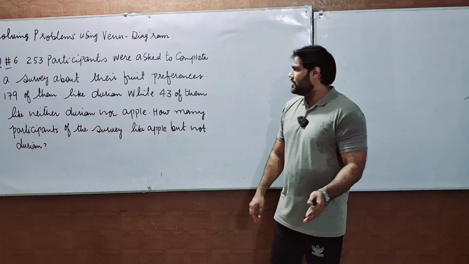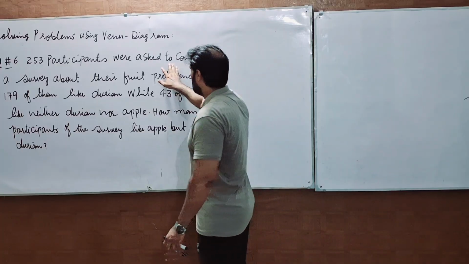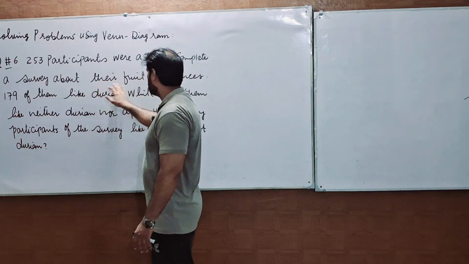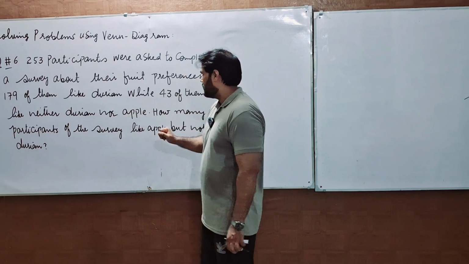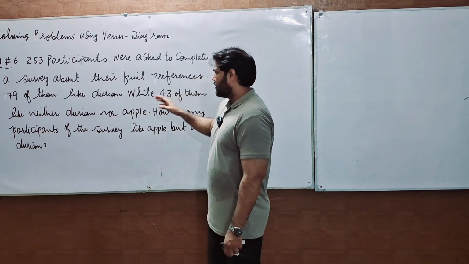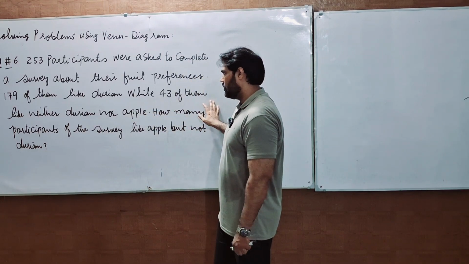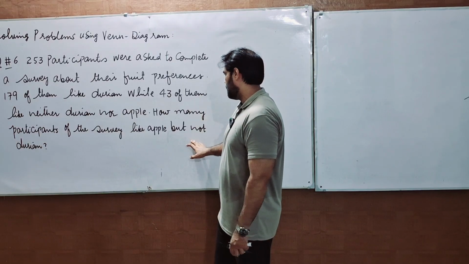We have 253 participants who were asked to complete a survey about their fruit preferences. 179 of them like durian, while 43 of them like neither durian nor apple. How many participants of the survey like apple but not durian?